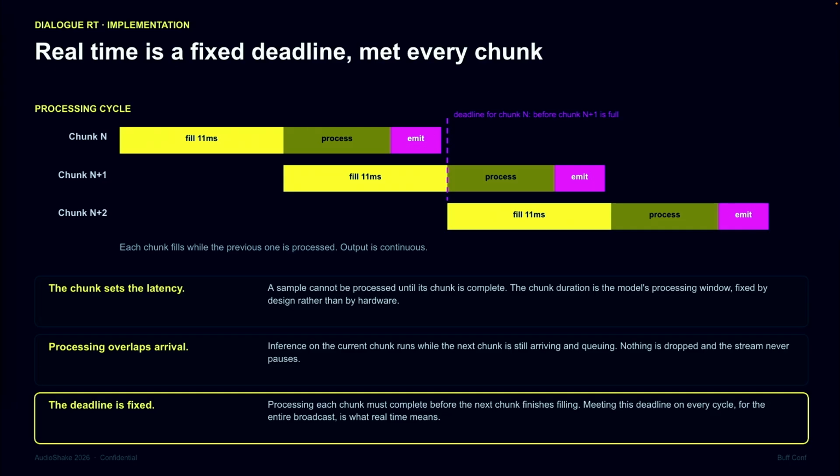And here's real-time versus fixed deadline. The way it works is that we process 11 milliseconds of buffer size at a time, and once that's filled, we have the next buffer ingested in the workflow.